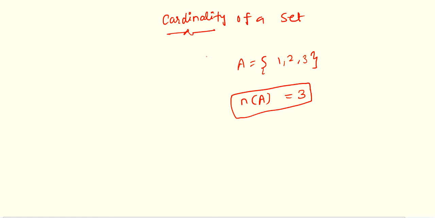You can write cardinal number of set A equals 3. Easy. So what do you mean by cardinality? Cardinality means the number of members or number of elements present in a set.